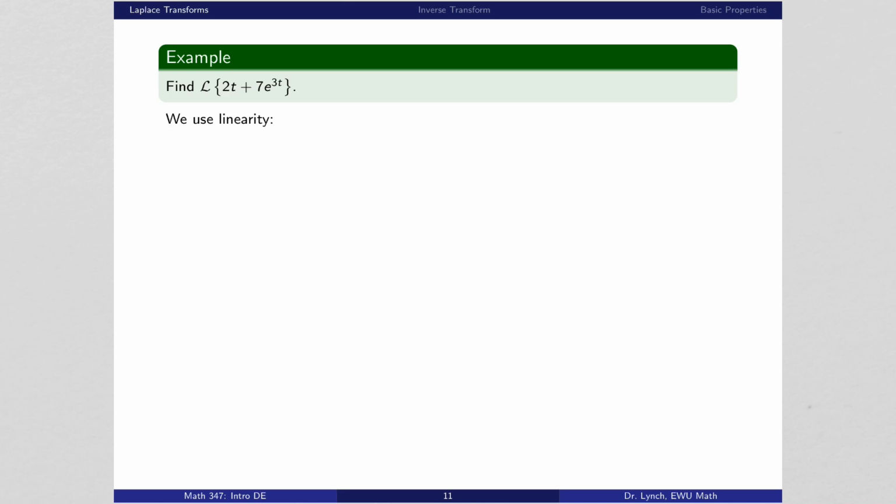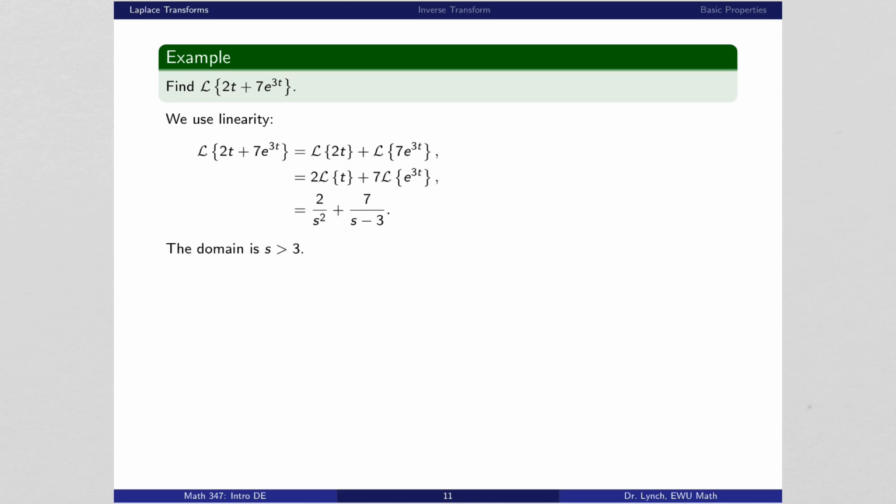For instance, we can find the Laplace transform of this function 2t plus 7e to the 3t using linearity and the transforms we already know. So the transform of the sum is the sum of the transforms. That's what this first line says. And the second line says that the transform of a constant multiple of a function is a constant times the transform of the function, right? So that's linearity also. Since the transform of t is 1 over s squared and the transform of e to the 3t is 1 over s minus 3, the transform of 2t plus 7e to the 3t is 2 over s squared plus 7 over s minus 3.